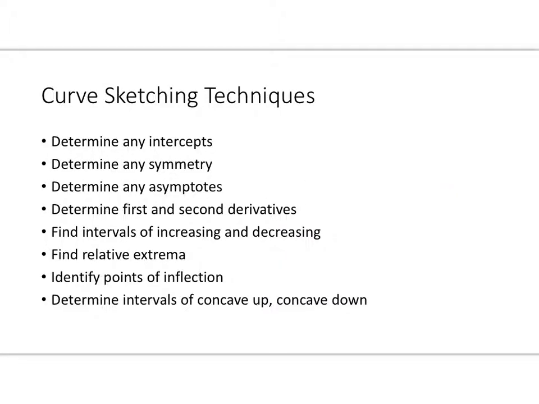So now our goal is to use that information to draw our curves. So the things we're going to remember when we're trying to make our sketches is find any intercepts we might have, determine if there's symmetry, if it's an even or odd function, determine any asymptotes, find the first and second derivatives to know where it's increasing and decreasing, get our extrema, any points of inflection, find out where it's concave up and concave down. And once we know those things, we can put the pieces together to make a graph.